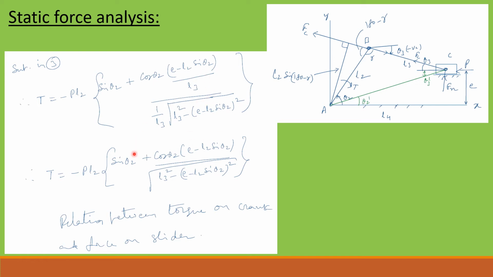So after simplification we get T equal to minus P L2 into sin theta 2 plus cos theta 2 E minus L2 sin theta 2 divided by square root of L3 square minus E minus L2 sin theta 2 square. So this is a relationship between torque on the crank and force on the slider.